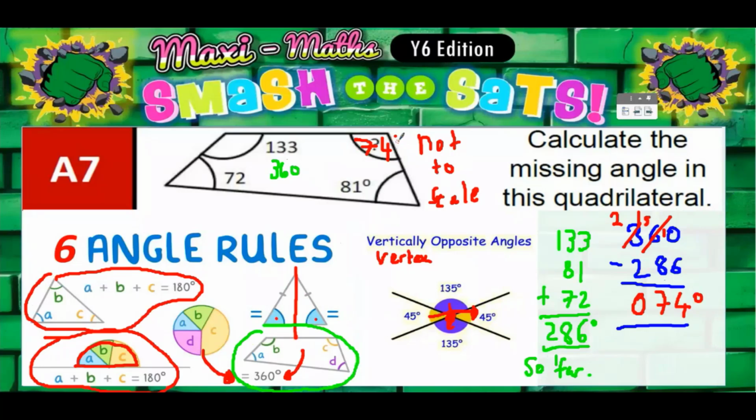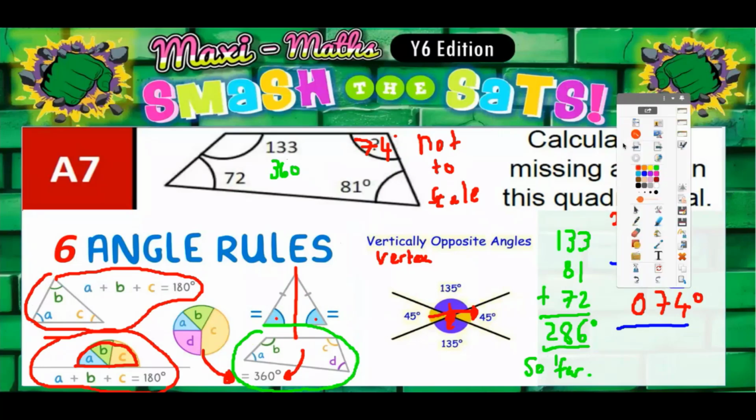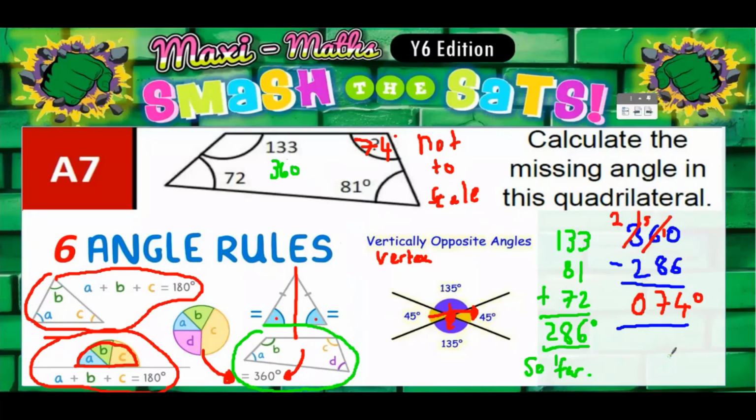But very often, diagrams aren't drawn to scale in maths questions, so you just have to go with what the calculations say rather than how it looks. And the calculations are telling us that it's got to be 74 degrees. So 74 degrees is the correct answer. Final answer, 74 degrees.